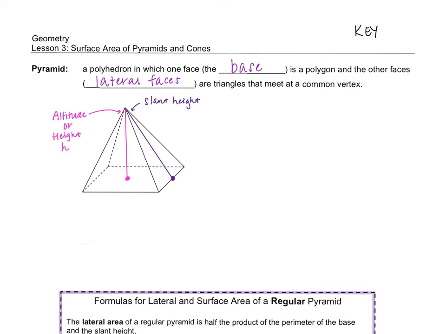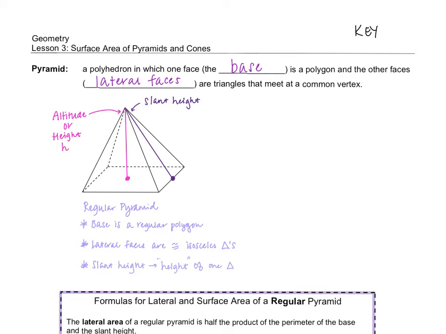Now, currently, we have a regular pyramid right here. There's a couple of properties that we can see about our regular pyramid. With a regular pyramid, the base is going to be a regular polygon. The lateral faces are congruent isosceles triangles, since we can see that all these edges will be the same. And our last piece with a regular pyramid is our slant height. Our slant height is really the height of one of our triangles.